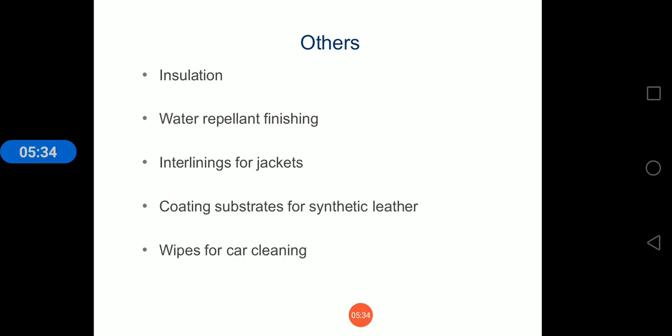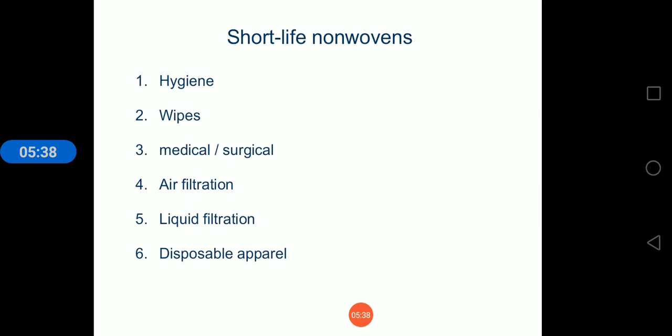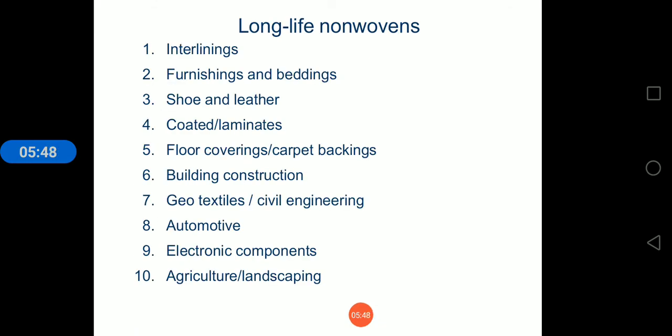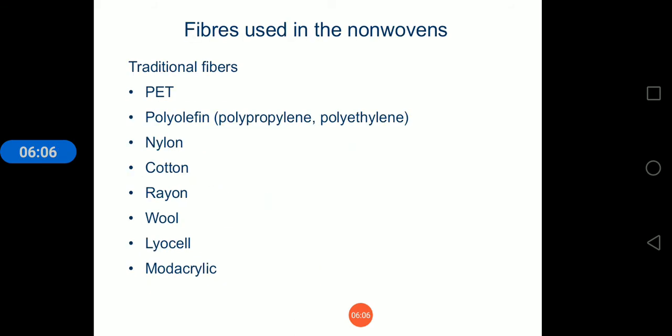for jackets, coating substrates for synthetic leather, wipes for car cleaning. Short life non-wovens: hygienic wipes, medical surgical, air filtration, liquid filtration, disposable apparel. Long life non-wovens are used for interlinings, furnishings and beddings, shoe and leathers, coated laminates, floor coverings and carpet backings, building constructions, geotextiles and civil engineering, automotive, electronic components and agriculture landscaping.